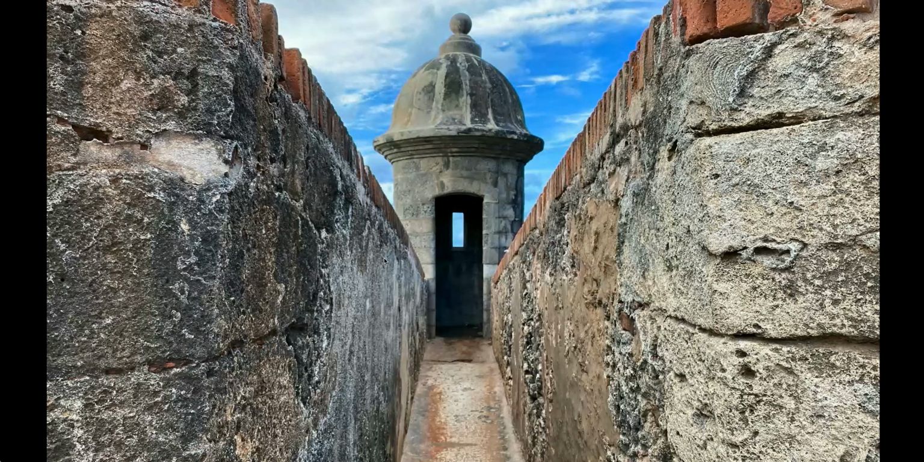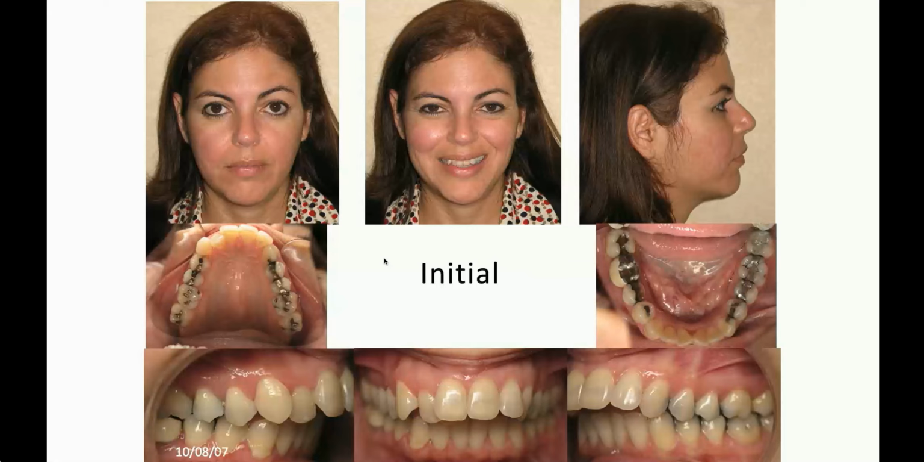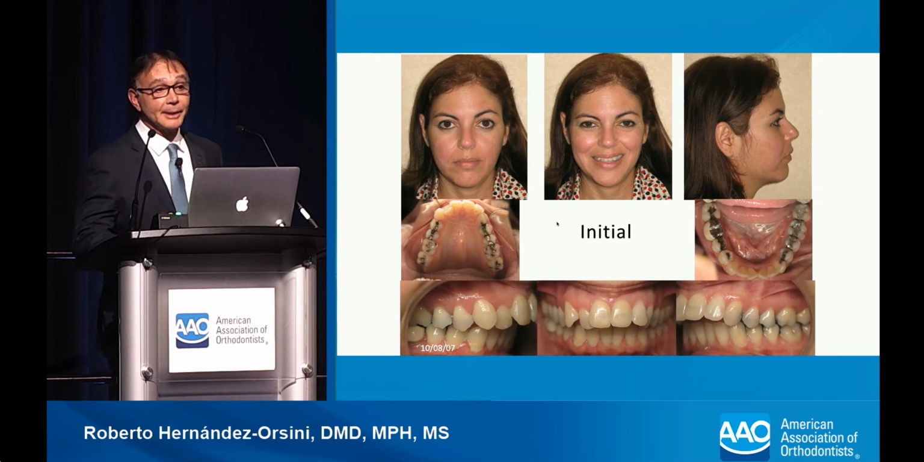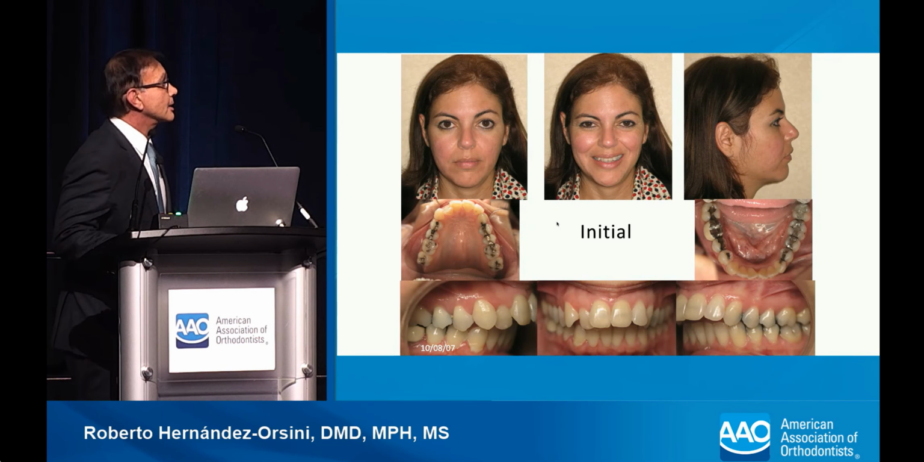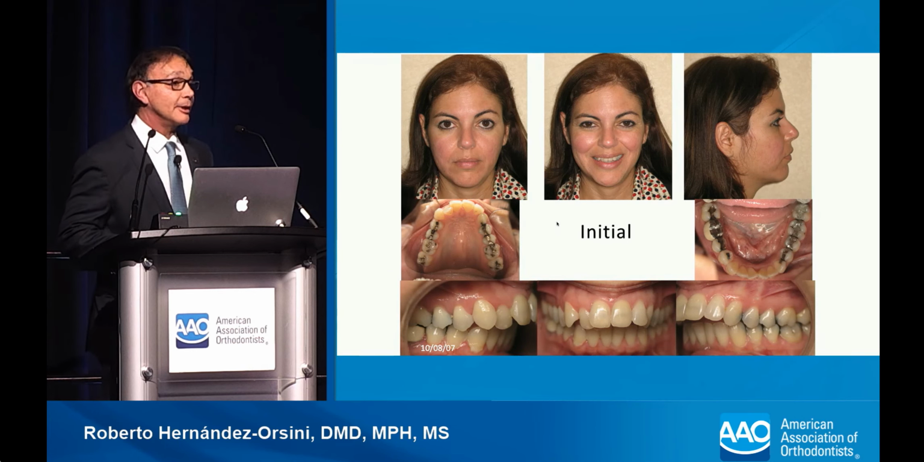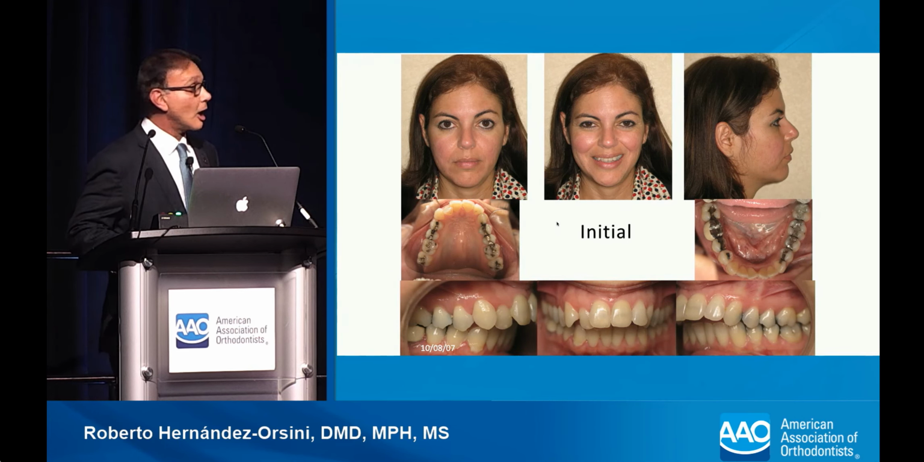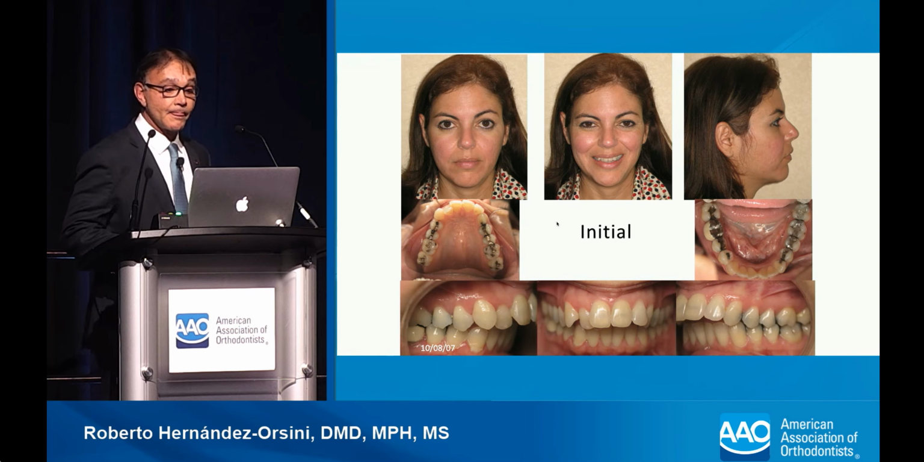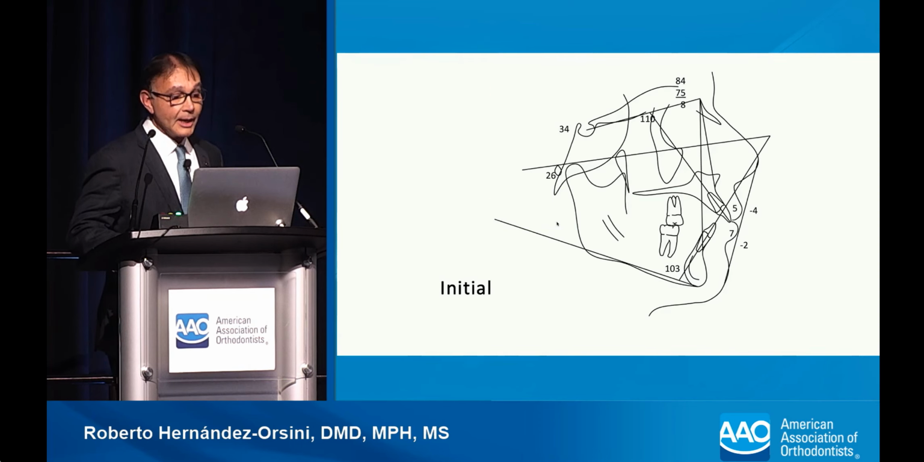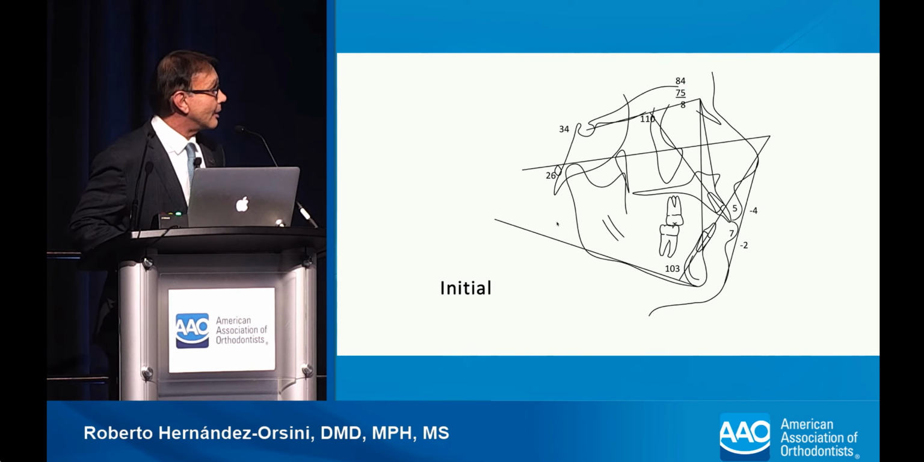And here we have Elizabeth. She came with this first-time class 2 molar and cuspid. She had a 9 millimeters overjet and some upper and lower crowding. When you see the cephalometric x-ray, she has an AMB of 8. Upper and lower incisors were proclined, 110 and 103.